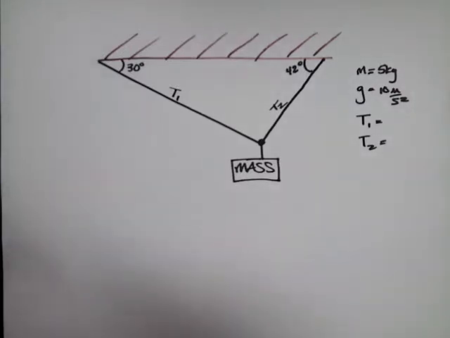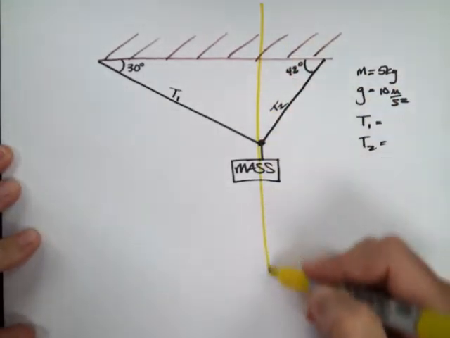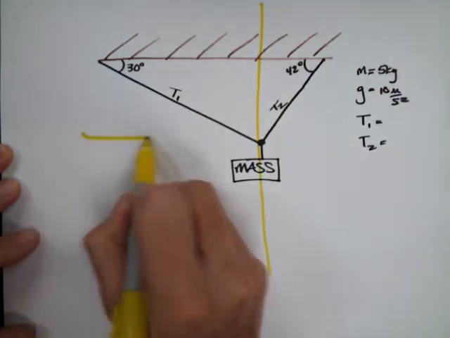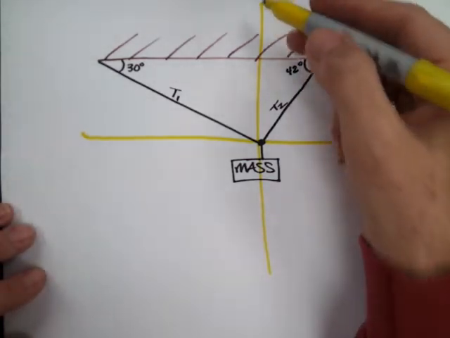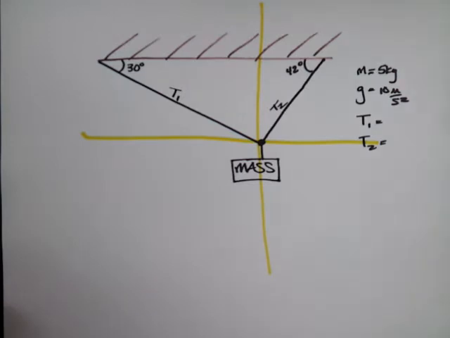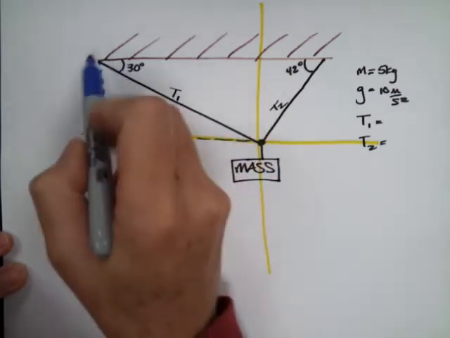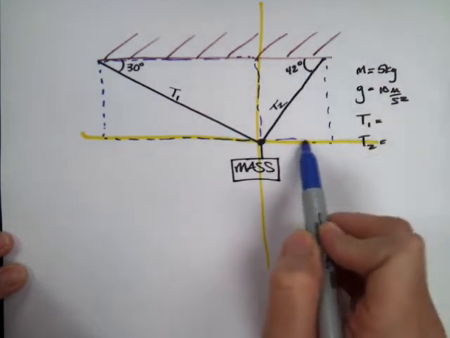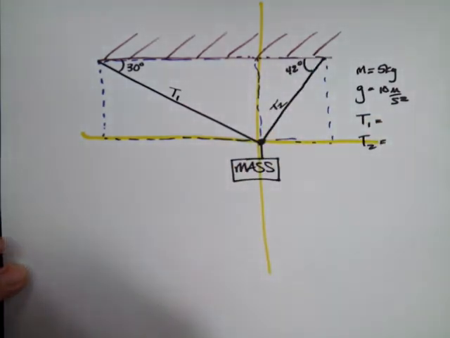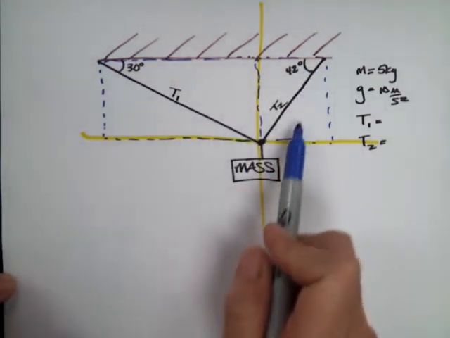So the first thing that we want to do is define our axes. I am going to do that with yellow all the way through. So now I have my x right here and I have my y. And then I'm going to create my little box. I'm just going to go ahead and do it on the top.